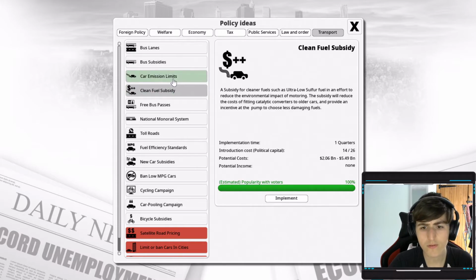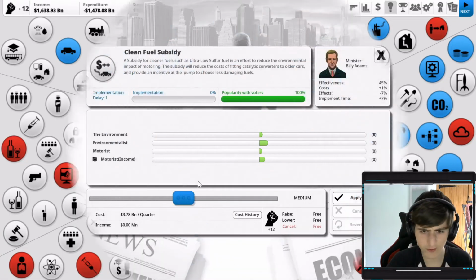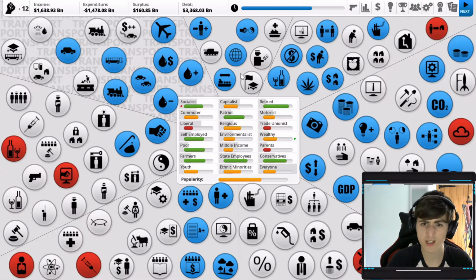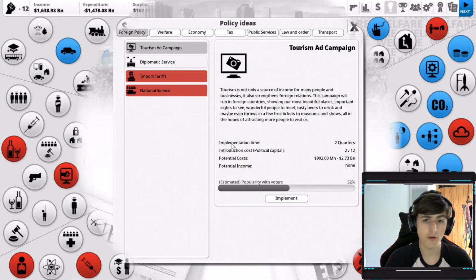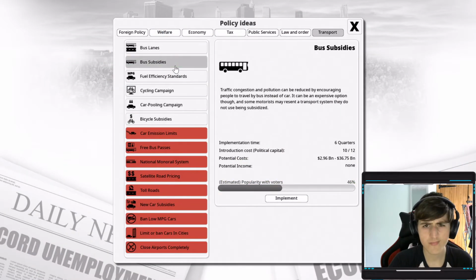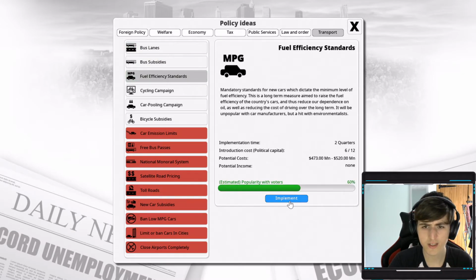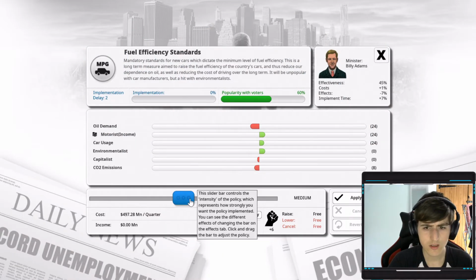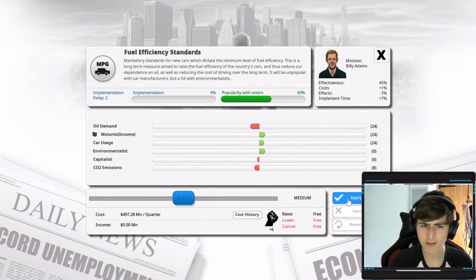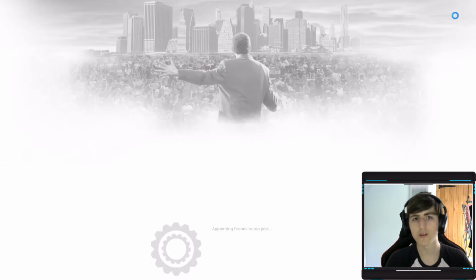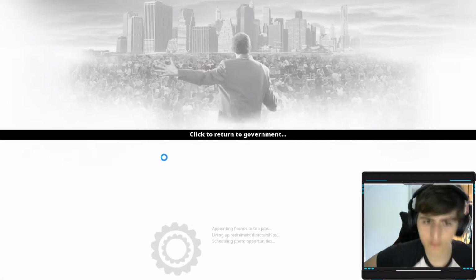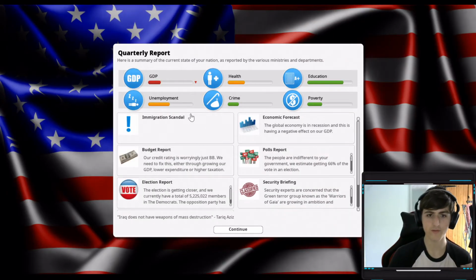So on top of this, I think I'll put in a clean fuel subsidy. That will help boost the environment. Motorists are happy as well because they also have less fuel to spend if it's a bit more fuel efficient. And I could put some fuel efficiency standards in. They're relatively popular. It reduces oil demand, CO2 emissions, makes the capitalists a little bit less happy, so I won't do too much, but increases the income of motorists. It will increase car usage a little bit. However, car usage won't be a massive problem when it comes to the environment because we're getting more efficient standards.